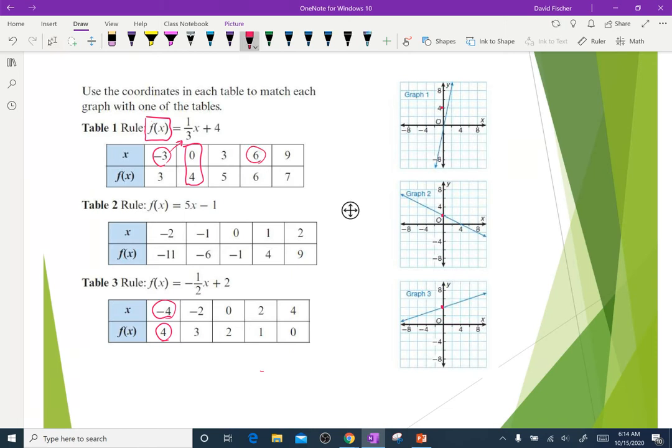I want to pick a nice solid number because they're counting by 2s. So if I go over to 6, 2, 4, 6, and I go up 2, 4, 6, I also see it. So this is graph 3.